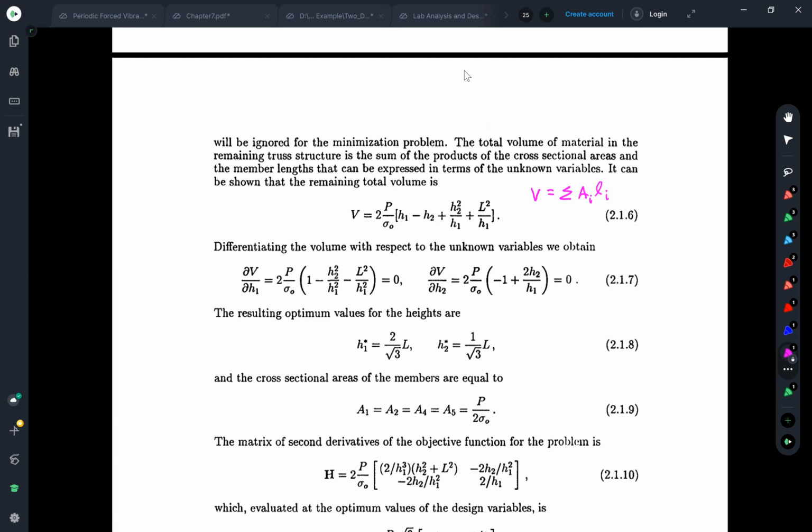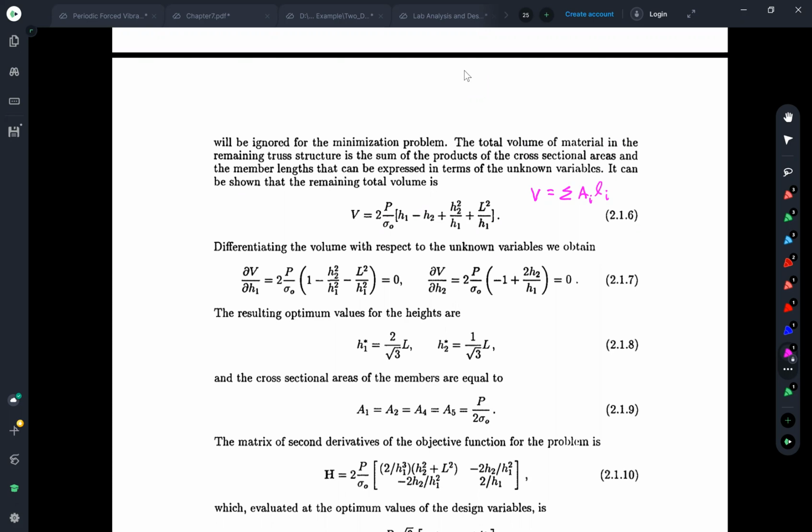Therefore, 2.1.6 can be your objective function now. The volume function V, of course, we introduce the Ai and the li of every member. Altogether, sum them up. You get 2.1.6 as 2 multiplied with P over sigma 0, multiplied with H1 minus H2 plus H2 squared over H1 plus L squared over H1. This is the volume function, and it can be the objective function as well.